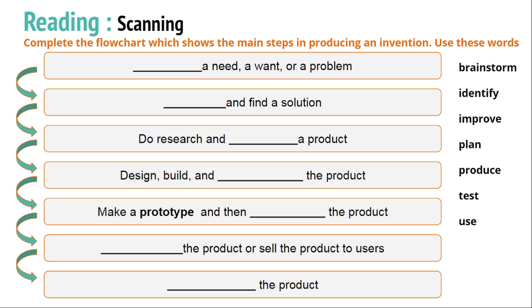Last activity, completing a flow chart. In front of us, we have the main steps introducing an invention. First of all, we need to identify a need, a want, or a problem that we want to solve. Next, we need to brainstorm and find a solution. Then, we should do research and plan our product.